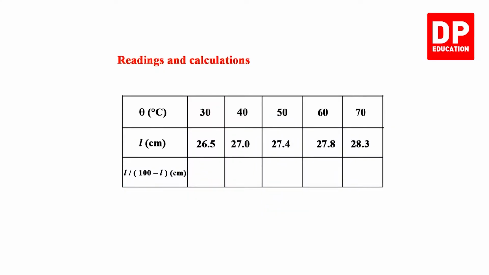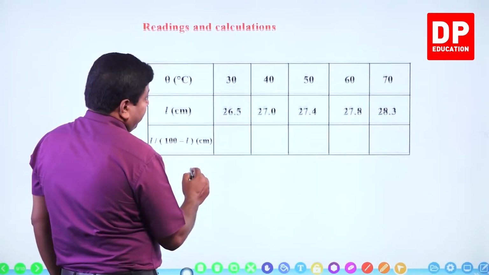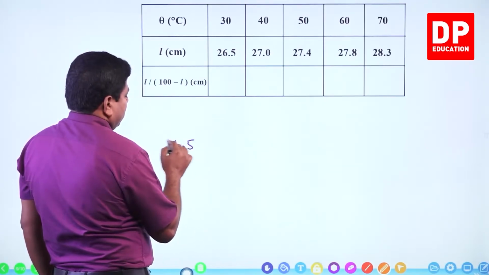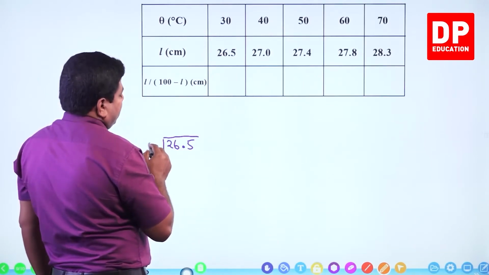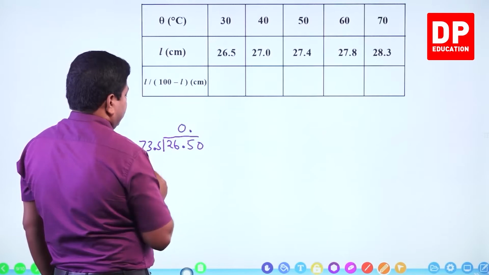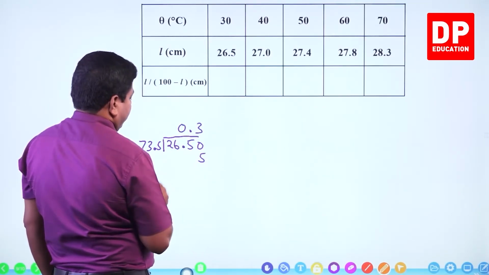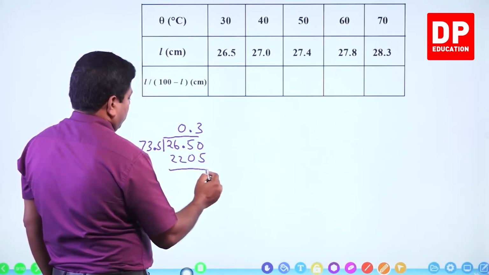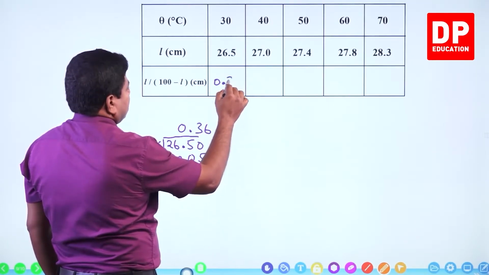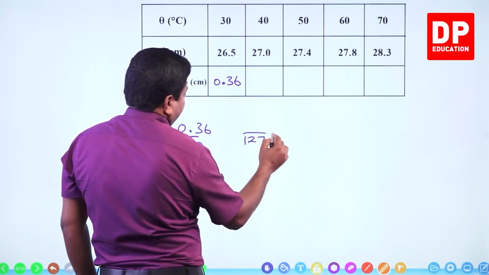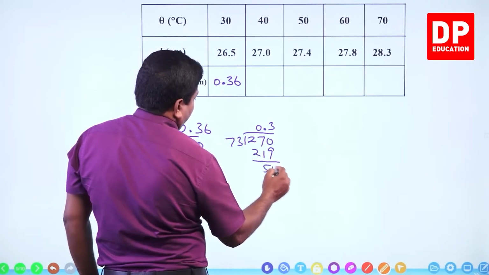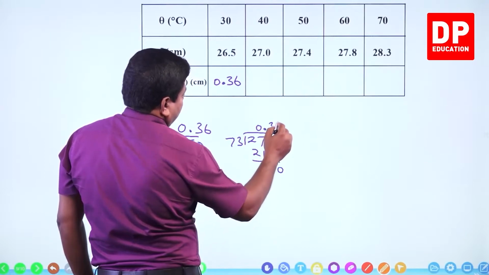I need to calculate L over 100 minus L, right, which is going to be 26.5 over, you will have 100 minus 26.5 is 73.5. So that's going to be 0.36. Next one is going to be 27 divided by 73, approximately 0.37.